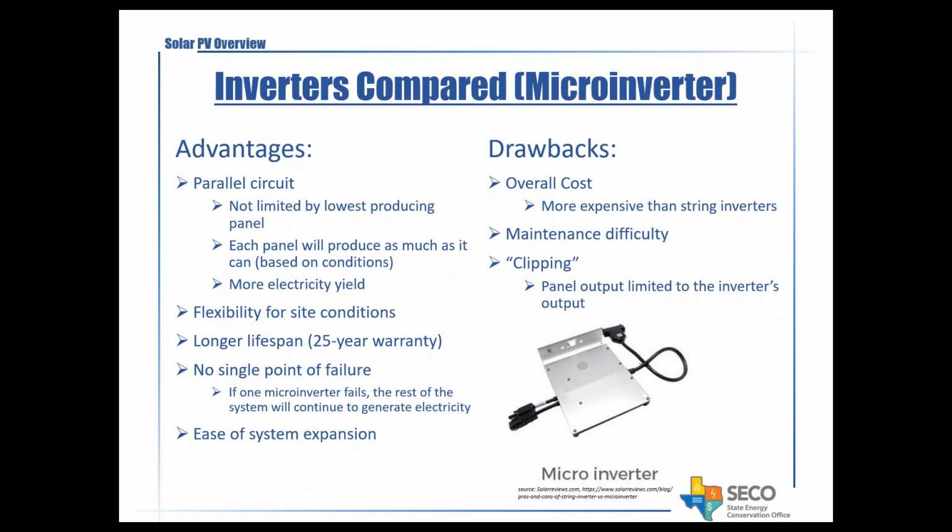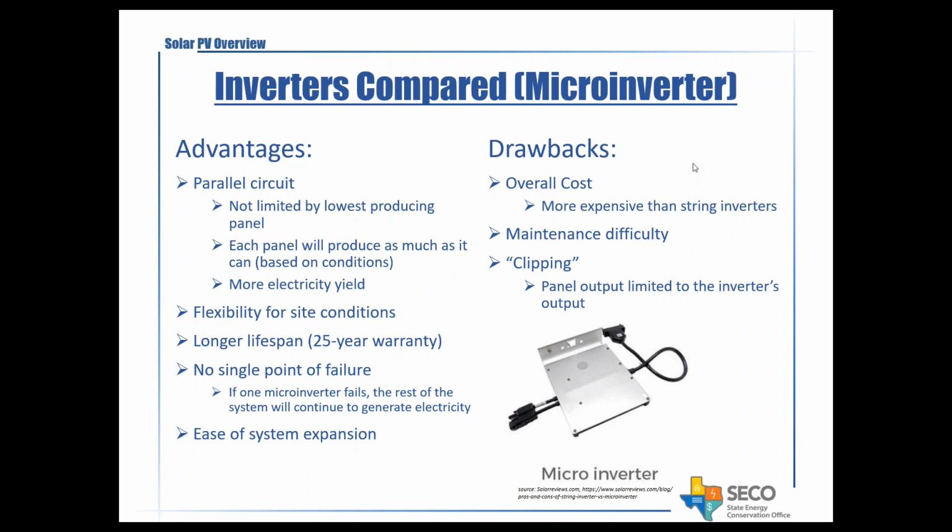And then also the ease of system expansion. So unlike with the string inverters, if you want to expand your system, all you have to do is add on to this one because the inverters are one-to-one with the existing system. So if you add 5 or 10 more panels, then you just need to have the inverters go with that, and then your system should continue to produce. There's not much more you have to do with that.